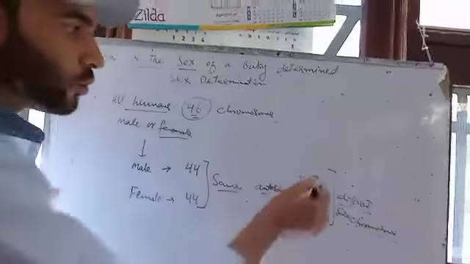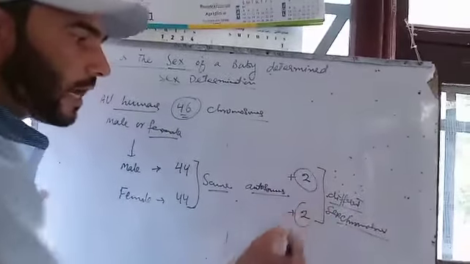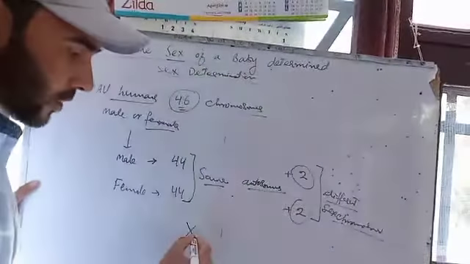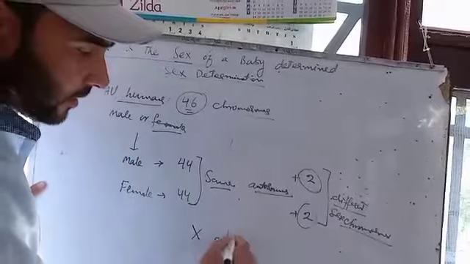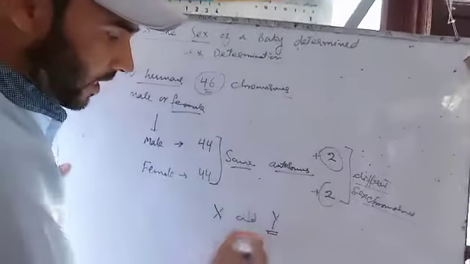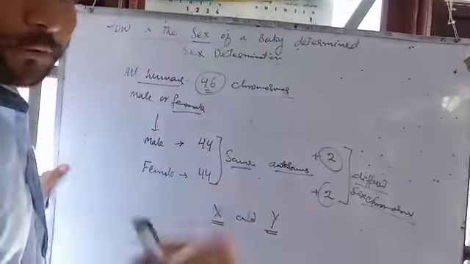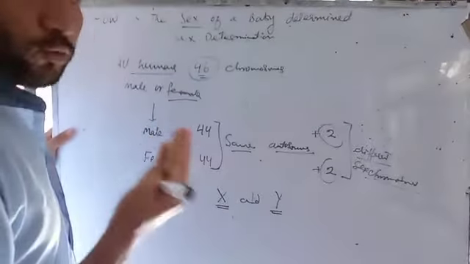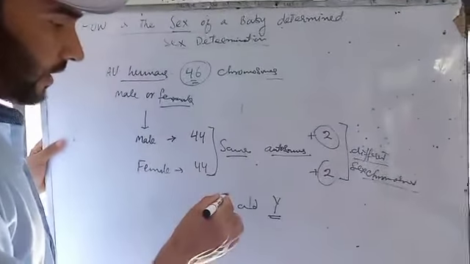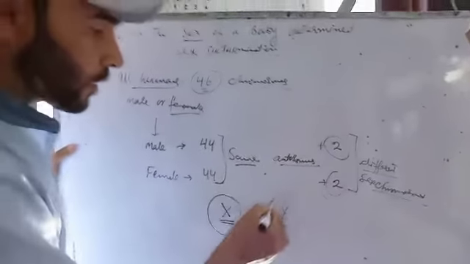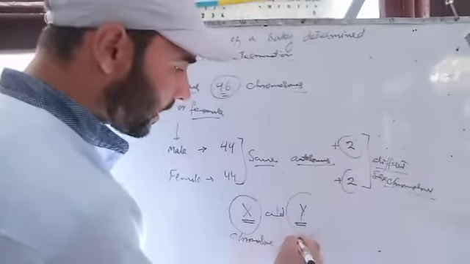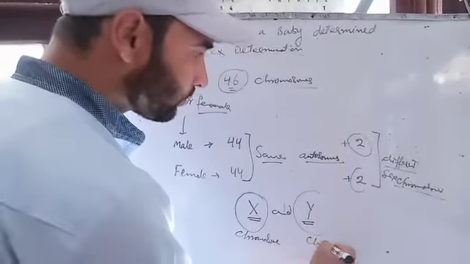And the scientists or biologists have named these two chromosomes as X and Y chromosome, the names of the sex chromosomes. If anybody asks you to name the sex chromosomes, you can name them as X chromosome and Y chromosome.